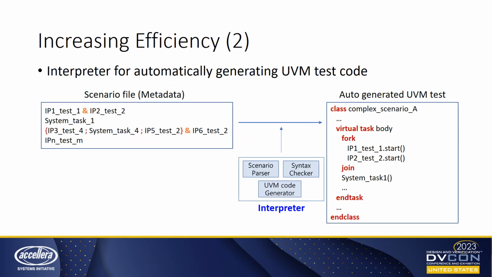The metadata which was explained in the previous slide needs to be converted into UVM test code for simulation. We developed an interpreter for this. The interpreter is developed in Python and has 3 features. It parses the scenario from metadata, checks syntax, and generates the UVM code. This proposed flow using metadata and interpreter can increase the efficiency of scenario development because scenario developers only need to write metadata.